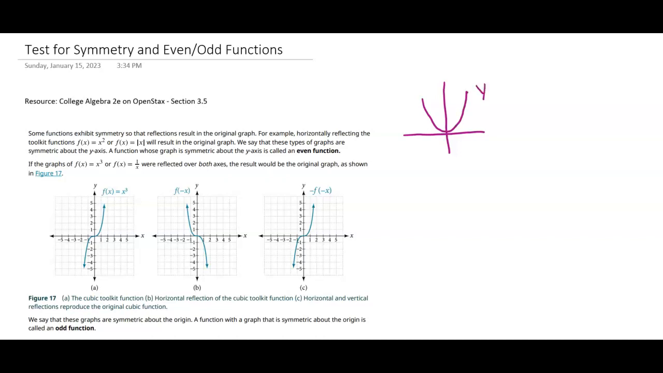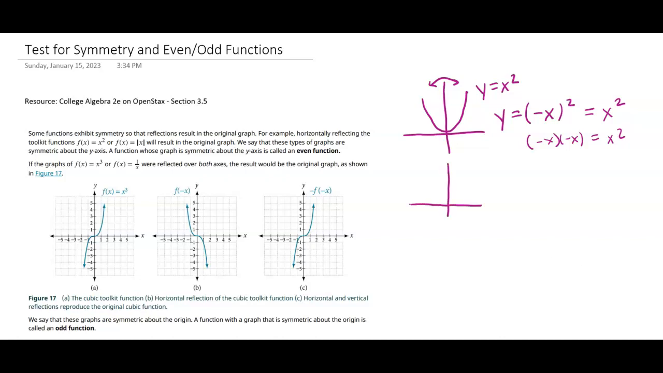y equals x squared, if I do a horizontal reflection, changing it by putting a negative on the inside of the function, you end up getting the exact same function, because negative x times negative x gives you x squared. Well, you can see that graphically as well. If I reflect this function over the y-axis, I get the same function.